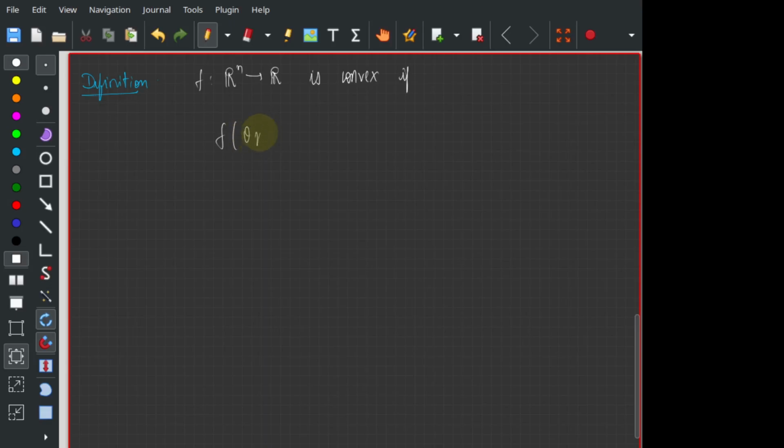So f of theta x1 plus 1 minus theta x2 is less than or equal to theta times f of x1 plus 1 minus theta f of x2 for all x1, x2, and theta between 0 and 1. Right. So we'll slightly relax our conditions.